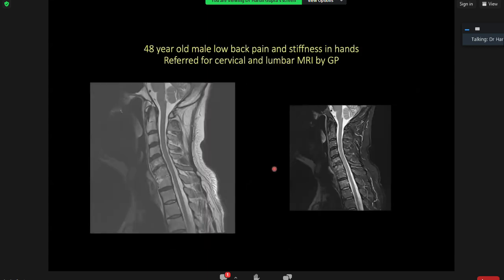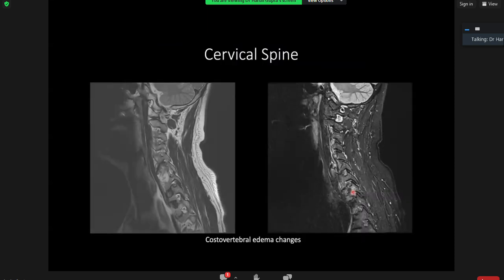Another example: a 48-year-old has low back pain, stiffness in the hands, and is referred for cervical spine MRI for possible cervical or lumbar neural compression. What we see is fusion at C6-7, fatty changes, a bit of edema, and in one of the corners, a bit of costovertebral edema, which makes us think, wow, costovertebral edema. Now, costovertebral edema is a very specific sign.